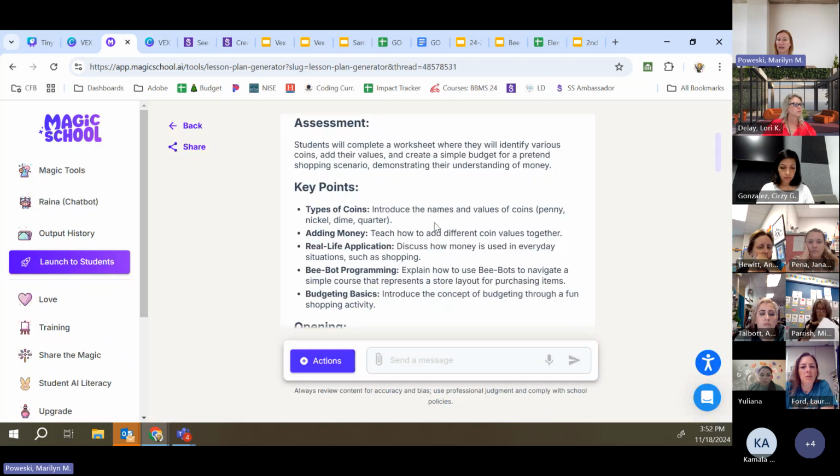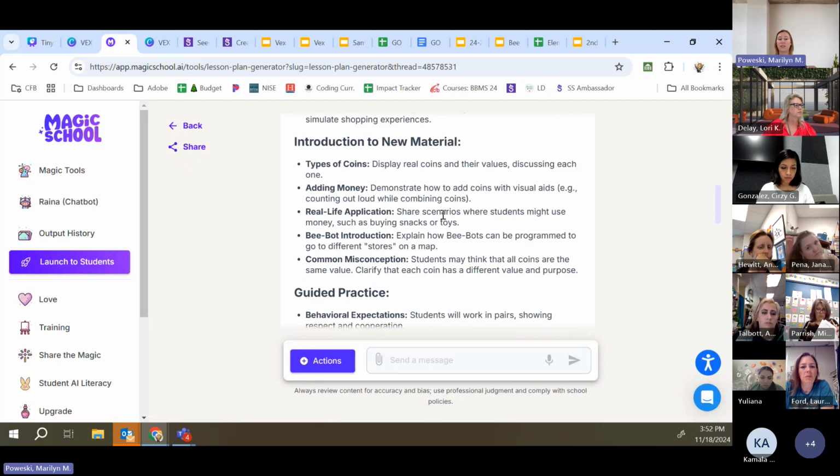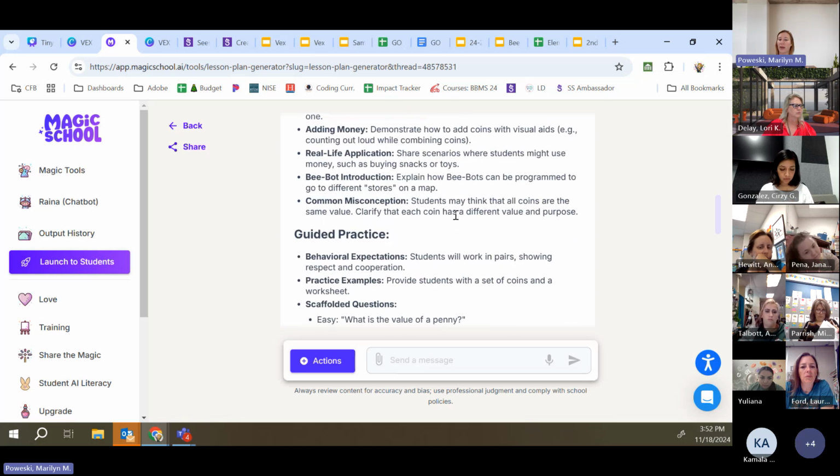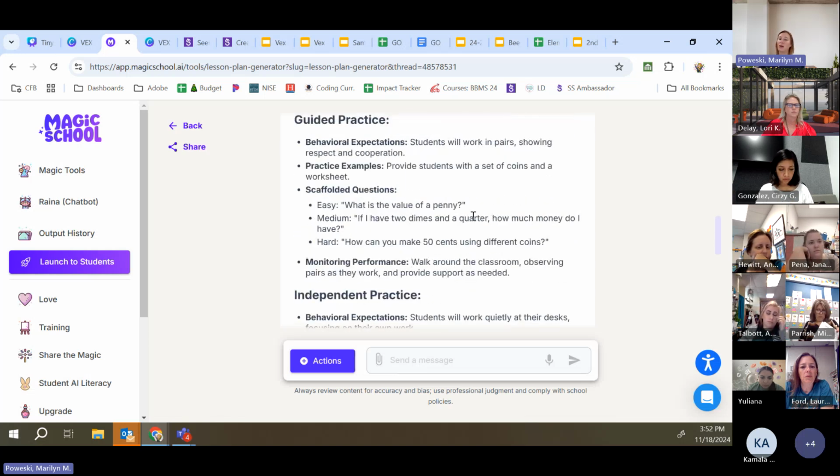And then if we go back to the lesson, so display the real coins, they're working in pairs, what's the value of money? If I have 2 dimes and a quarter, how much money do I have? Or again, maybe they have a budget of $2 and each of those different items has a value and they have to decide and stay within their budget.